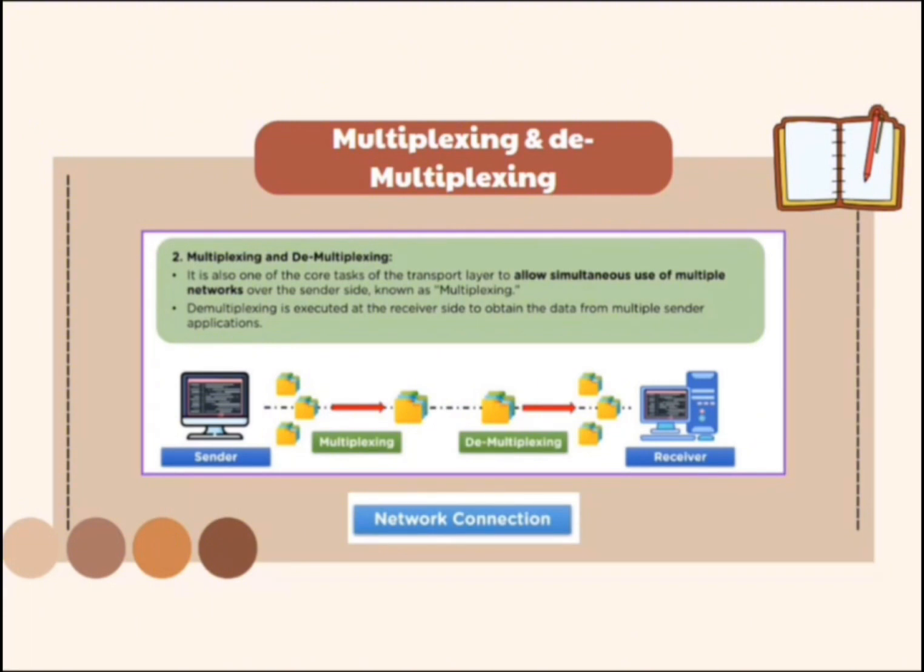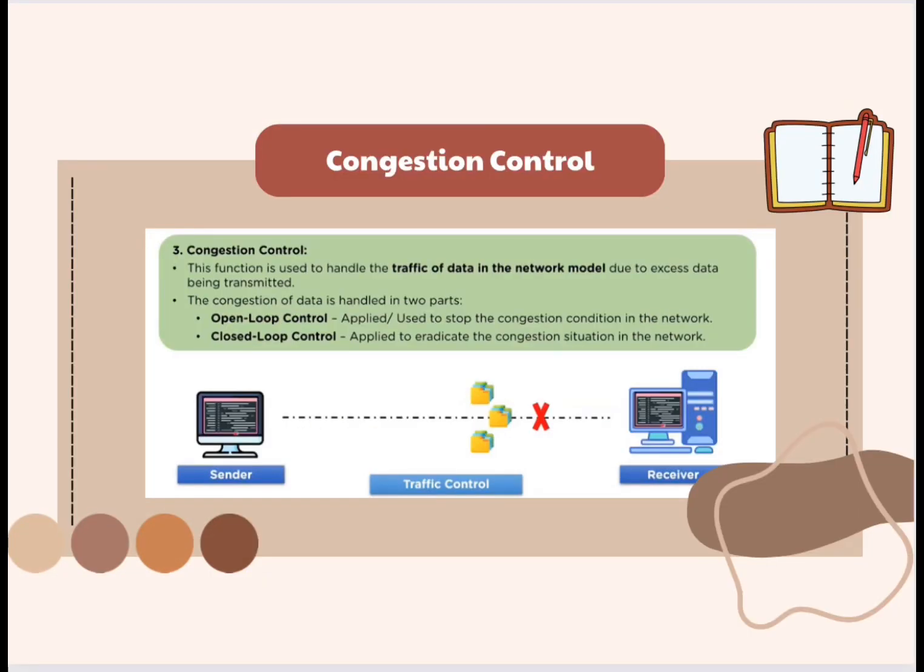Next is multiplexing and demultiplexing. Multiplexing is also one of the core tasks of the transport layer, to allow simultaneous use of multiple networks over the sender side, known as multiplexing. Demultiplexing is executed at the receiver side to obtain the data from multiple sender applications. This is using a network connection. The sender multiplexes the data and then it is demultiplexed so the receiver gets the data.